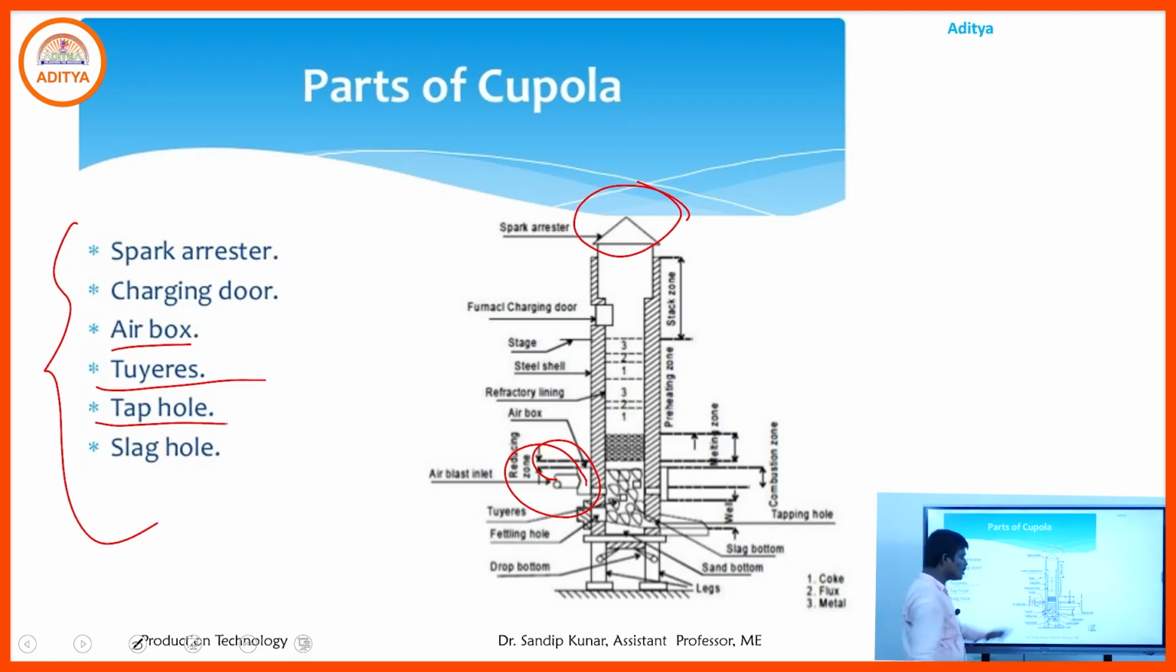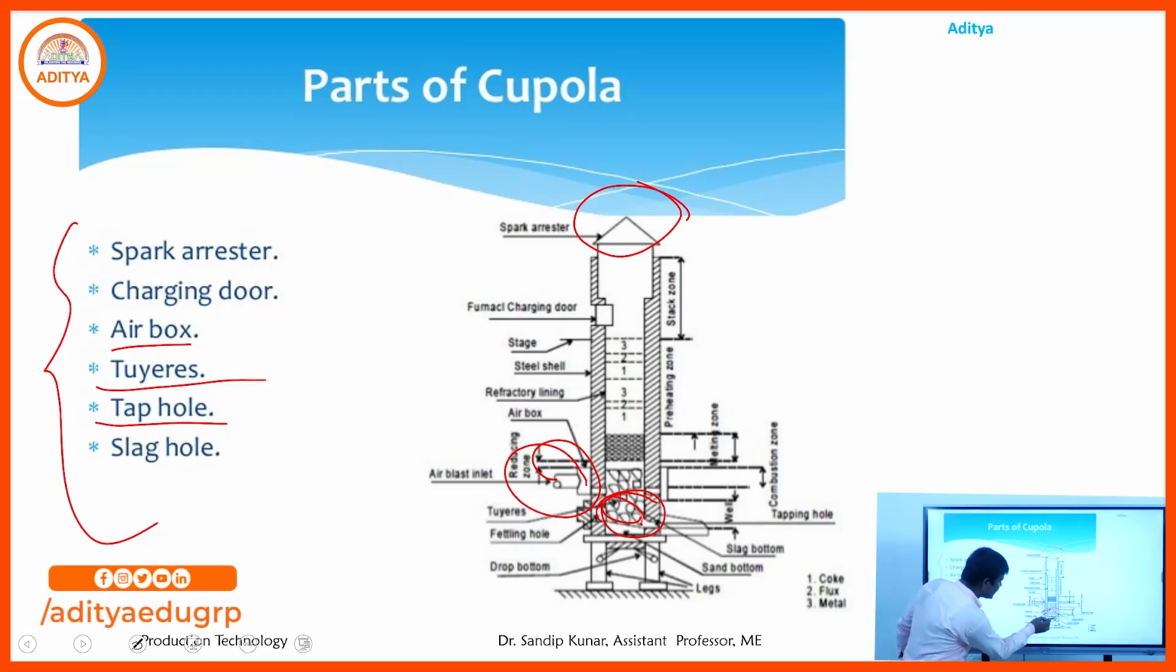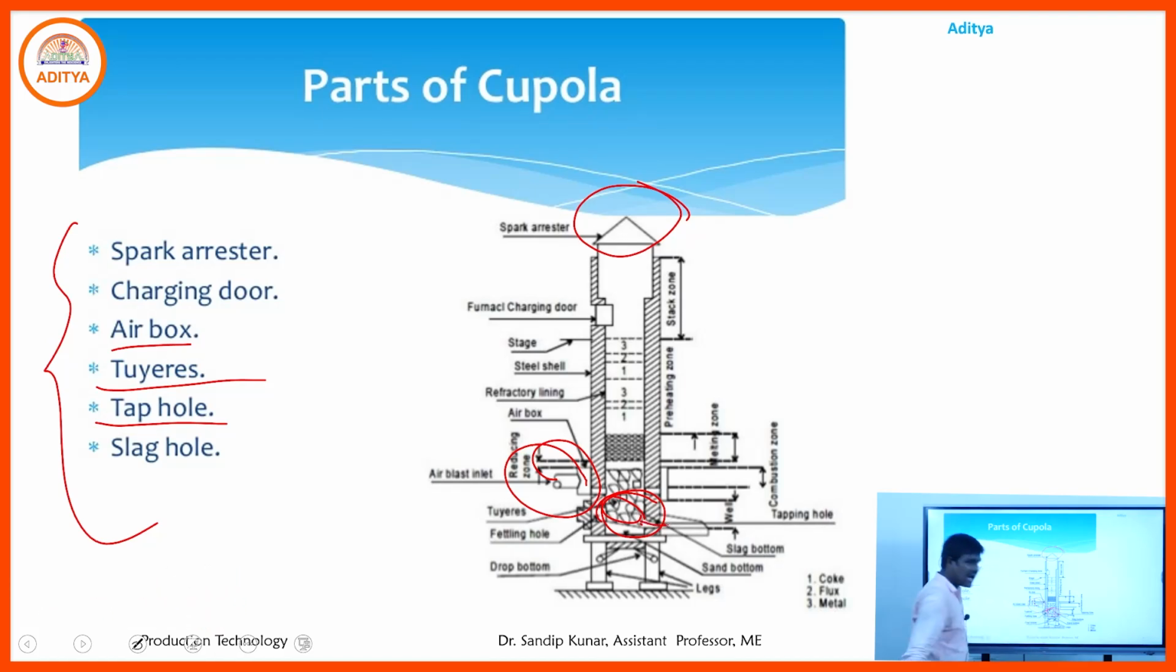Another is the tap hole. Through the tap hole we take the molten metal to the ladle, because there is a well in which the molten metal accumulates. After accumulating or storing, the molten metal is sent to the tapping hole, and after coming through the tapping hole it is taken to the ladle. Then we use that molten metal for other applications.